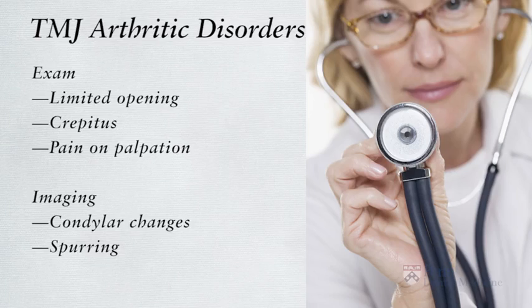The most basic type of plain film imaging of the TMJs is the panoramic radiograph. This type of imaging is completed in the dental office and allows for visualization of the maxillary and mandibular bones and the bony structures of the TMJ. In patients with TMJ osteoarthritis, it is typical to see varying degrees of flattening of the condylar head, possible erosion of the condylar surface, and/or bone spur formation in these areas.